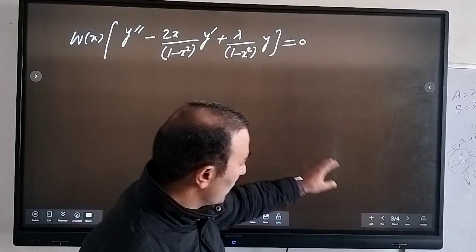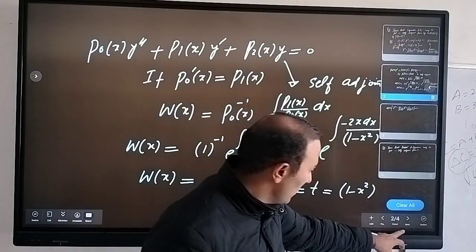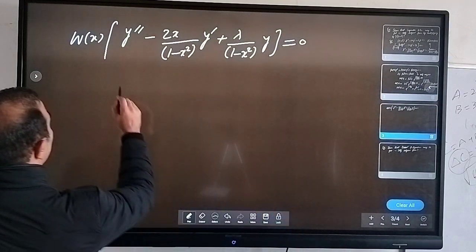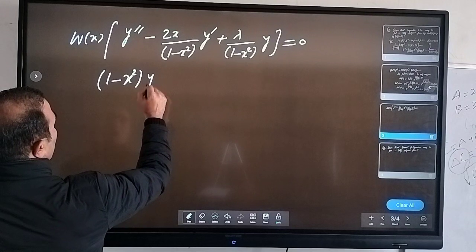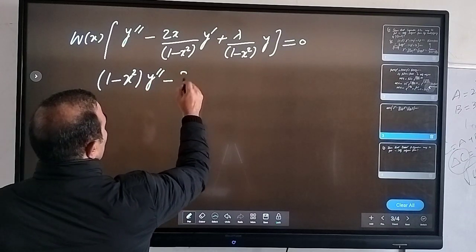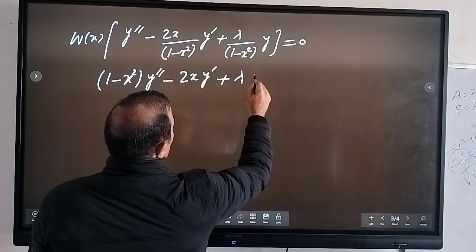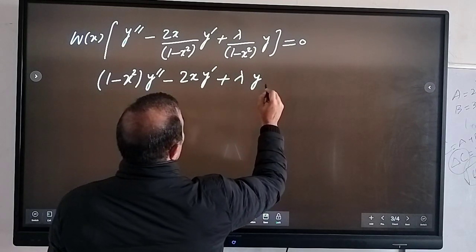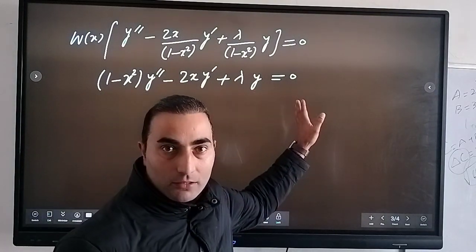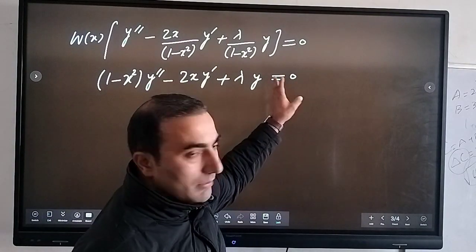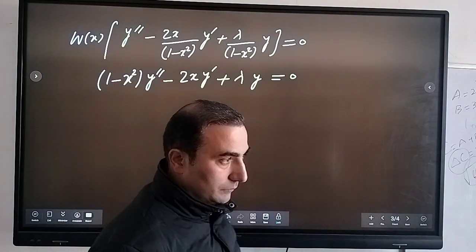Because it's clear. Now we have calculated the value of w of x, that's 1 minus x square. So we will substitute it here, so that means I will get here equal to 0, because 1 minus x square will cancel from the second and the third term, and the first term will be 1 minus x square, right? So that's it. So we need to check now.